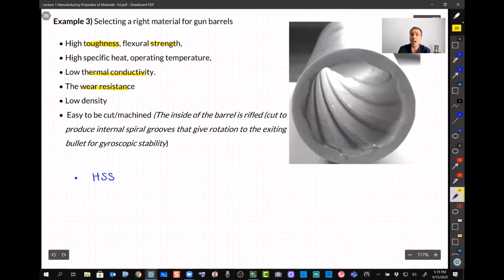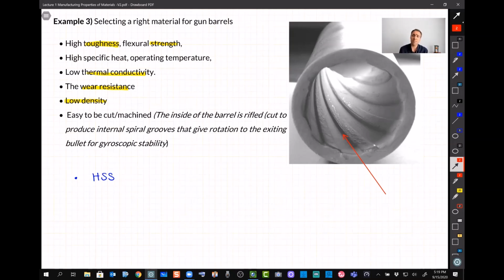Wear resistance is obvious. The bullet is moving with a very fast speed. We don't want it to be very heavy. And also, we know that the inside of the barrel is rifled, which means there is a spiral groove there to provide spinning for the bullet and also stability, or a gyroscopic stability, for the bullet. So we want something to be able to also maybe machine it, or whatever manufacturing method we pick, we want to be able to do that as well.